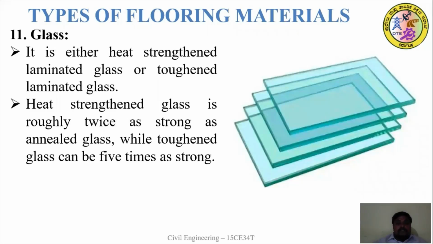Next one is glass. It is either heat-strengthened laminated glass or toughened laminated glass. Usually heat-strengthened glass is roughly twice as strong as annealed glass, while toughened glass can be 5 times as strong. The glass material is used for flooring where transmission of light is required, as well as sometimes in star hotels or commercial malls, where for appearance purposes they also use glass as a flooring material.